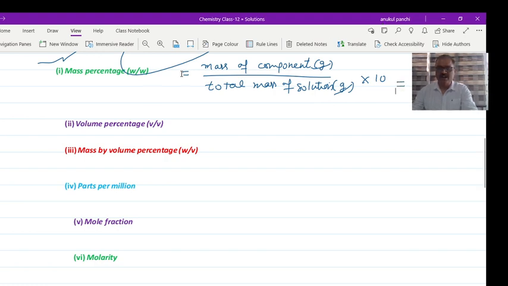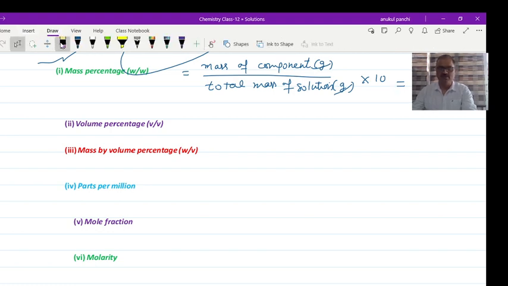For example, I will say that this piece of brass is 20 W by W percent copper. That's all. No unit. Similarly, this piece of gold is 95 W by W gold, or I can say 5 W by W copper. So in this way, we can express the mass percentage. We will solve its numericals hereon.